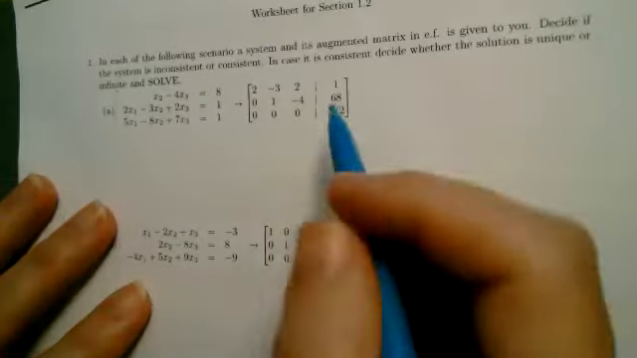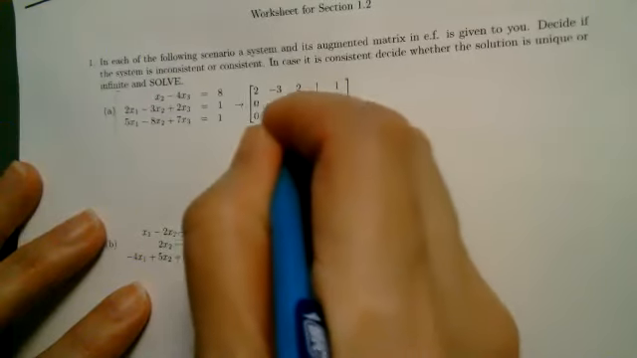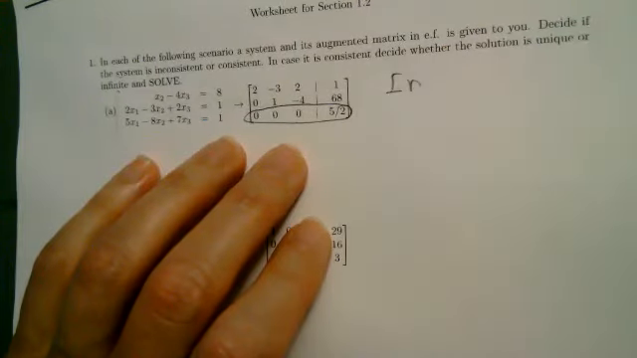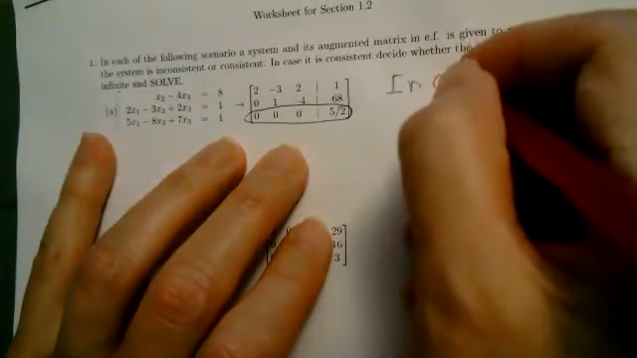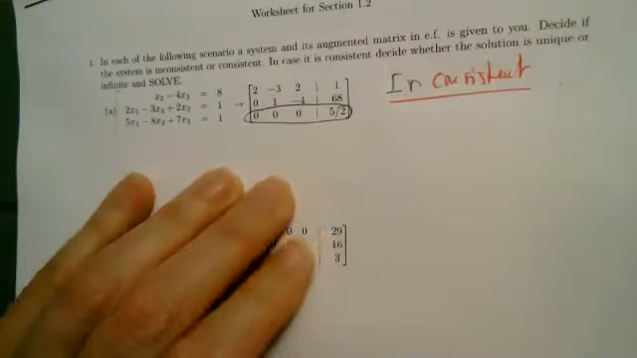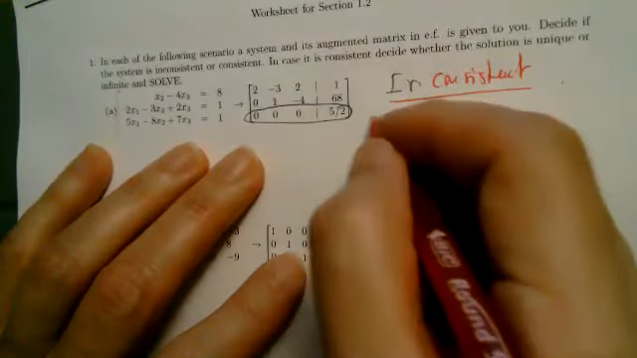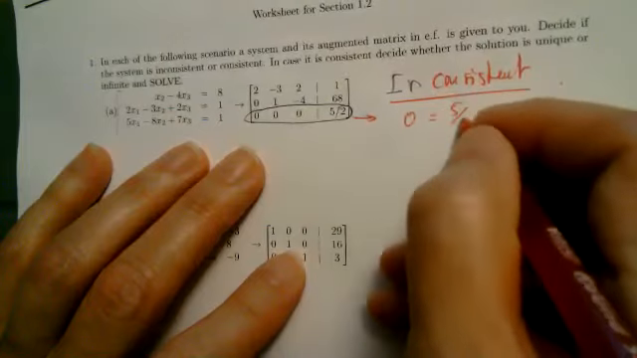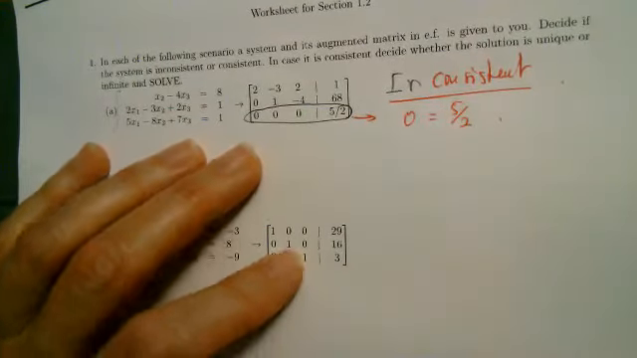Inconsistent. Immediately, when you see this row, it means the system is inconsistent. Let us make sure we know exactly why. Because the last row read 0 equals 5/2, which cannot occur, which means that nothing can solve the system.